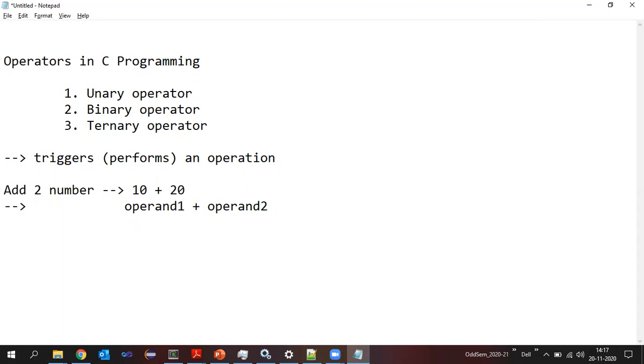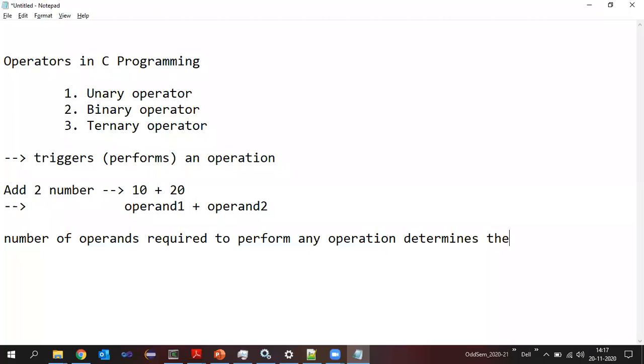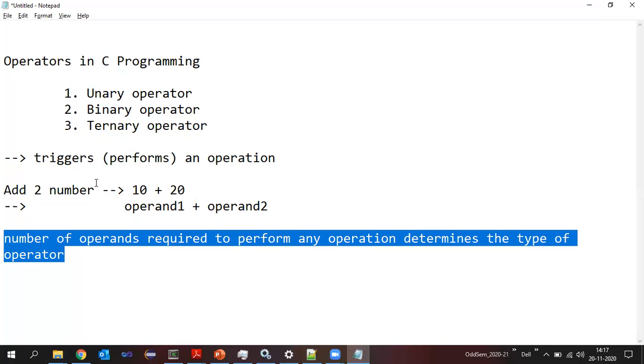Now, the point to be noticed here is that the number of operands required to perform any operation determines the type of operator. Okay, now try to understand this particular line. The number of operands required to perform any operation determines the type of the operator.